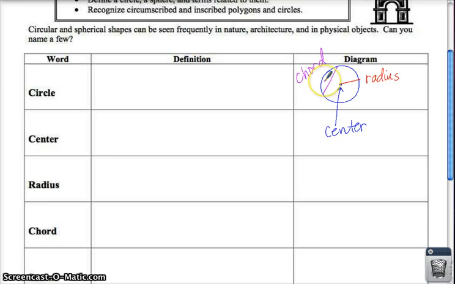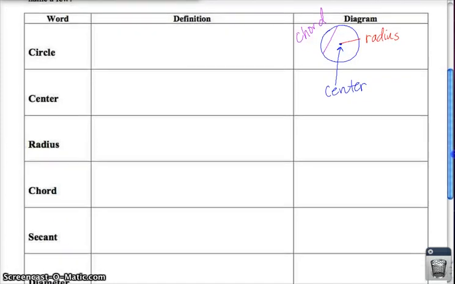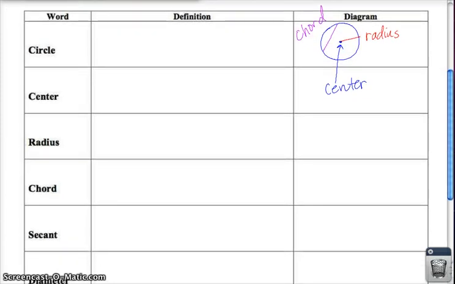What does it do? Then if we go down our vocabulary words, we have a secant. This is a secant. Oh, I used the same color. Oh well. This is a secant. How about a diameter? A diameter is a special type of chord, right? It's a chord that goes through the center. Oops, I said I wasn't going to define. But this orange one is a diameter.